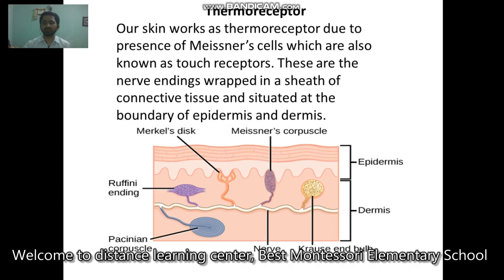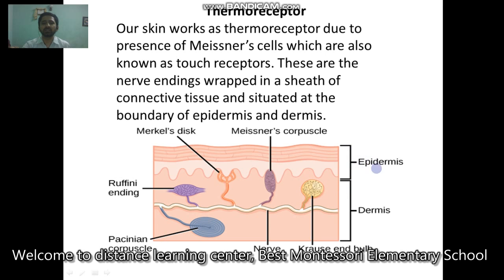Now let's move to the thermoreceptor. If we look at the figure, Pacinian corpuscles, or mechanoreceptors, are present in the dermis layer. And Meissner's cells are known as touch receptors. Again they are wrapped by connective tissue, and they are situated at the boundary of the epidermis and dermis. You can see the Meissner corpuscles at the boundary between epidermis and dermis, and the Pacinian cells in the lower part of the dermis.